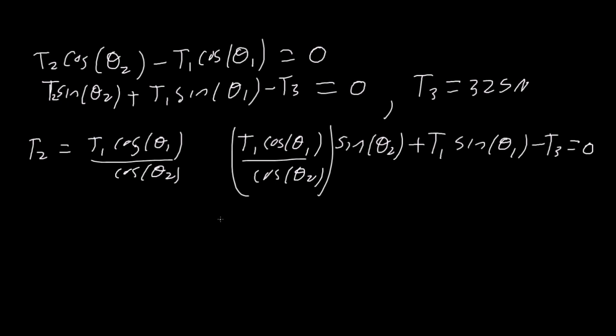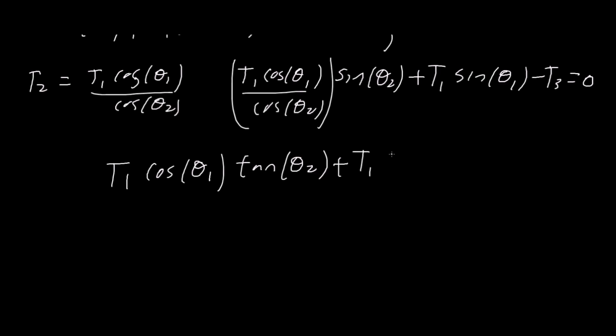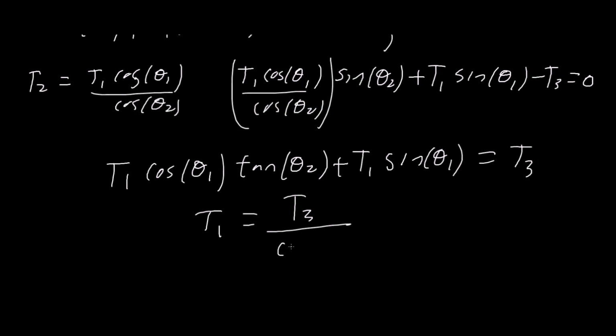So from this, we're going to rewrite this. We're going to clean this variable up a bit. This is how I chose to solve it. It doesn't really matter. That's why I didn't really want to do this video, but whatever. So this is going to be tangent of theta 2 plus T1 sine of theta 1 equals T3. So T1 is going to be T3, the weight, divided by cosine of theta 1 tangent of theta 2 plus sine of theta 1.